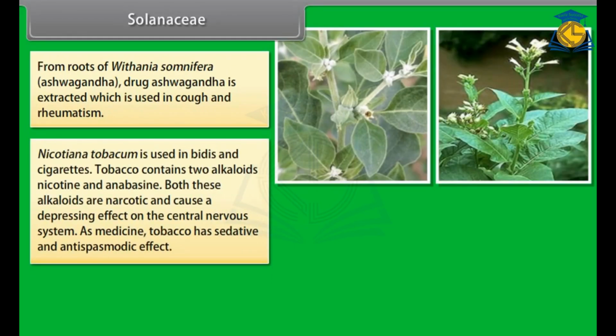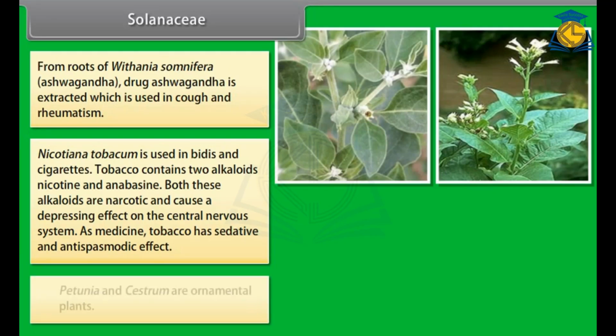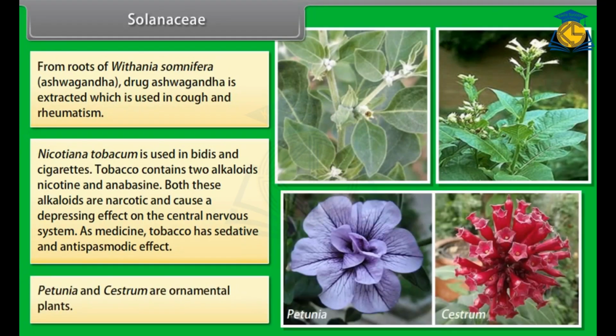Nicotiana tabacum is used in bidis and cigarettes. Tobacco contains two alkaloids, nicotine and anabasine. Both these alkaloids are narcotic and cause a depressing effect on the central nervous system. As medicine, tobacco has sedative and antispasmodic effect. Petunia and cestrum are ornamental plants.